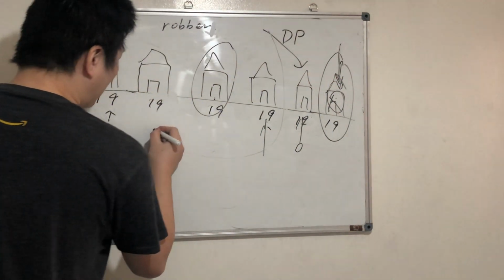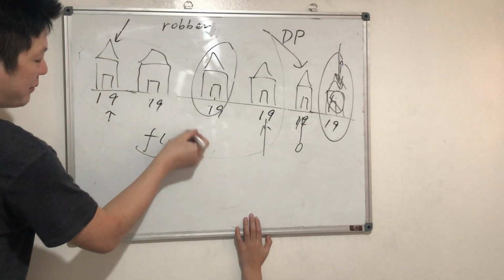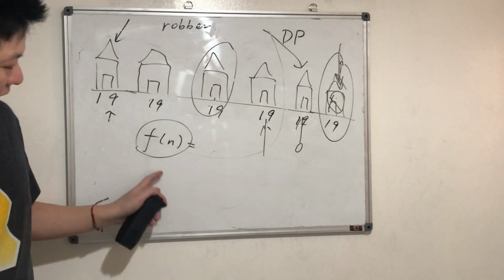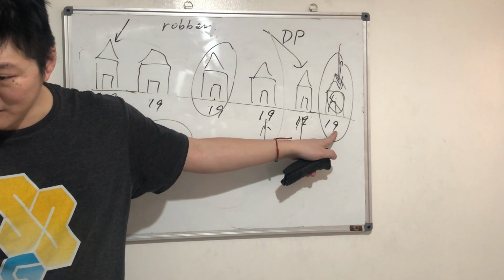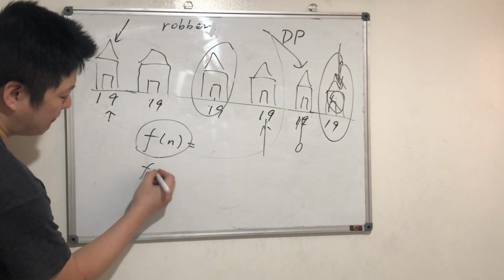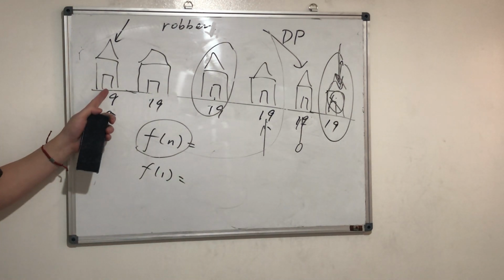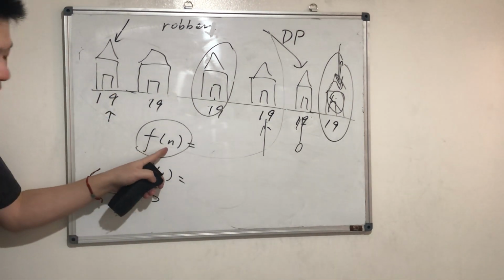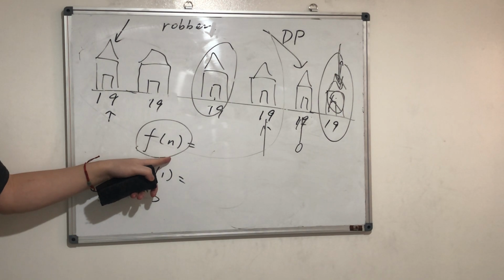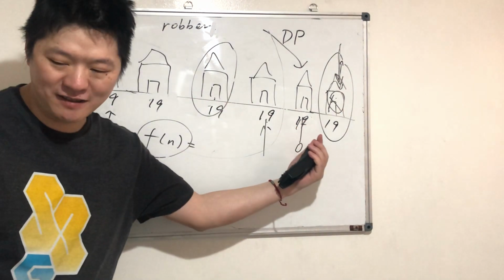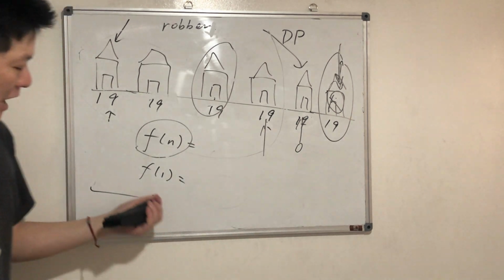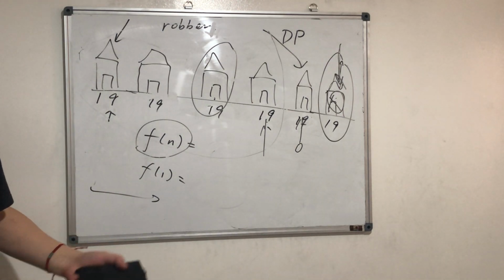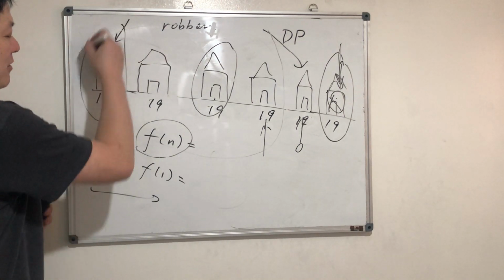So look, if I use Fn to represent the number of values I can collect at house n, am I right? So let's see, F1 equals what? If I walk from the left to the right, F1 represents the values that I can collect from house 1 to house n in this range. F1 equals the house 1, because if there's only one house, then I can pick it.